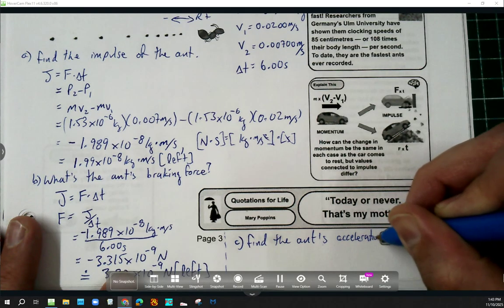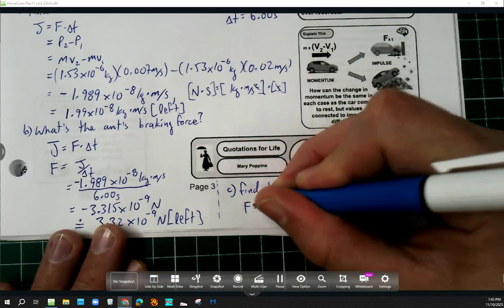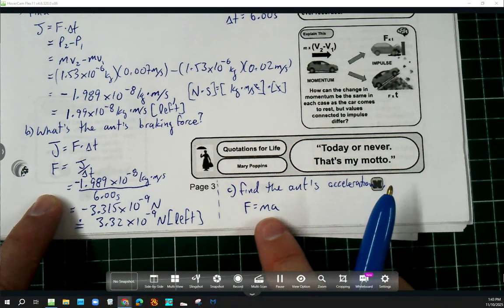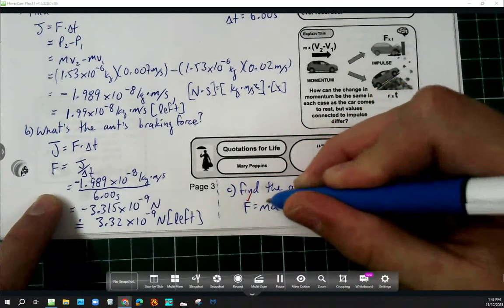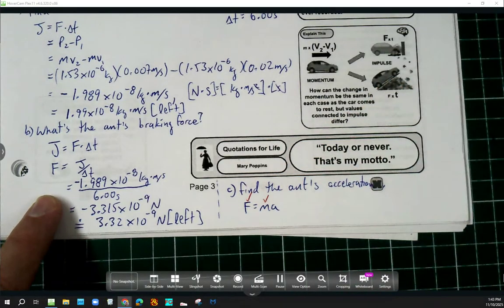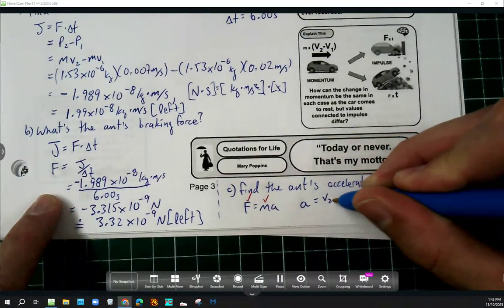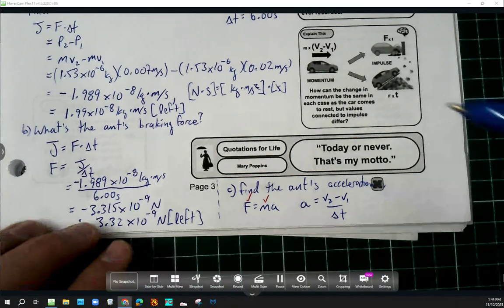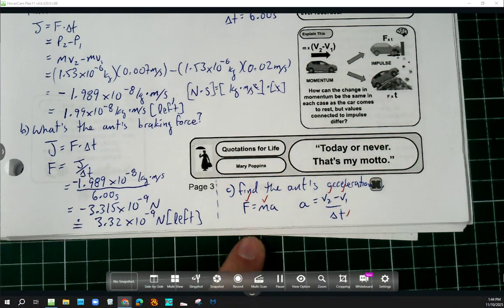Now there's a couple of ways that we could come at this based on what we know at this point. We could use F equals ma, because we've already figured out the force in part B and we know the ant's mass, so we could solve for acceleration this way. Or we could go back to our original kinematics information, and say acceleration is equal to v2 minus v1 over delta t. Either way, we've got all the information, v2, v1, delta t. We could solve it by either of those methods. We're going to leave that at that.